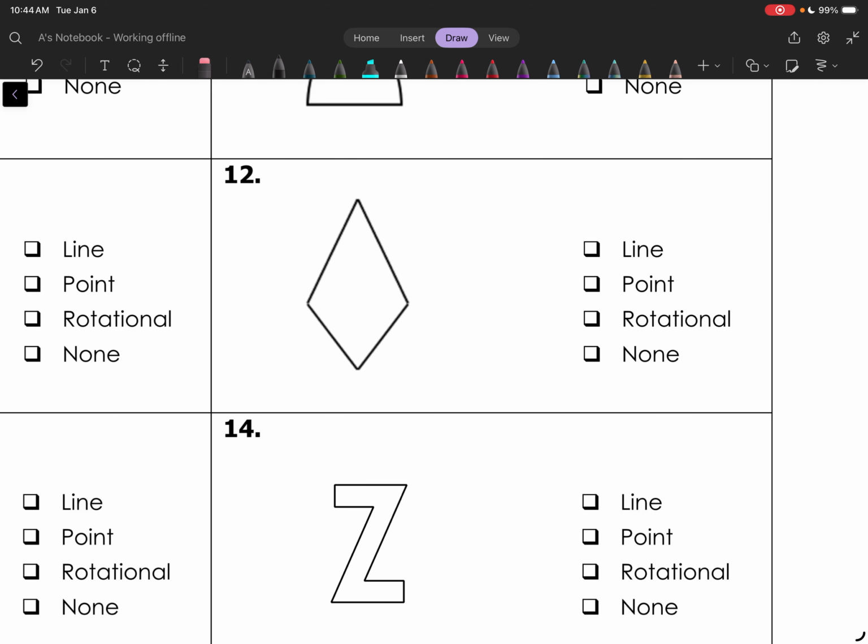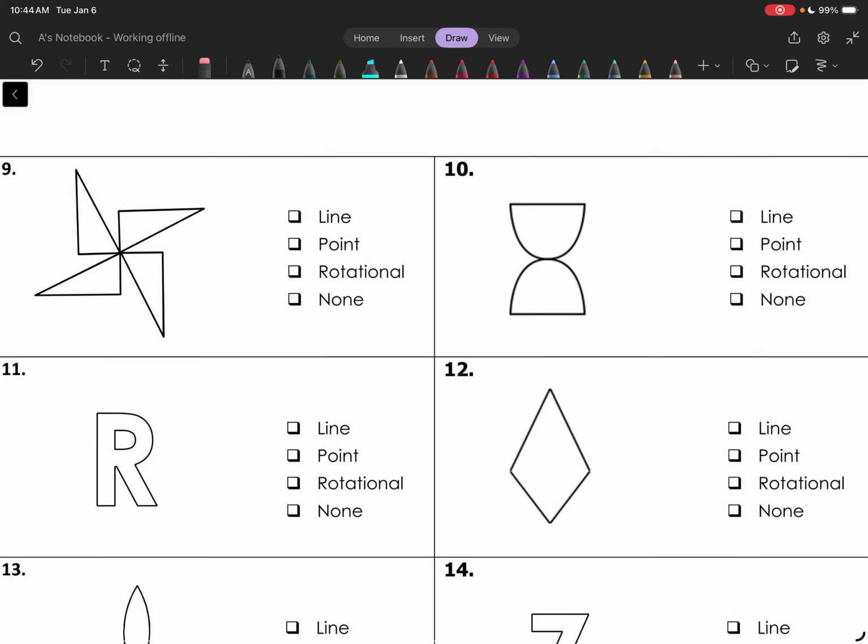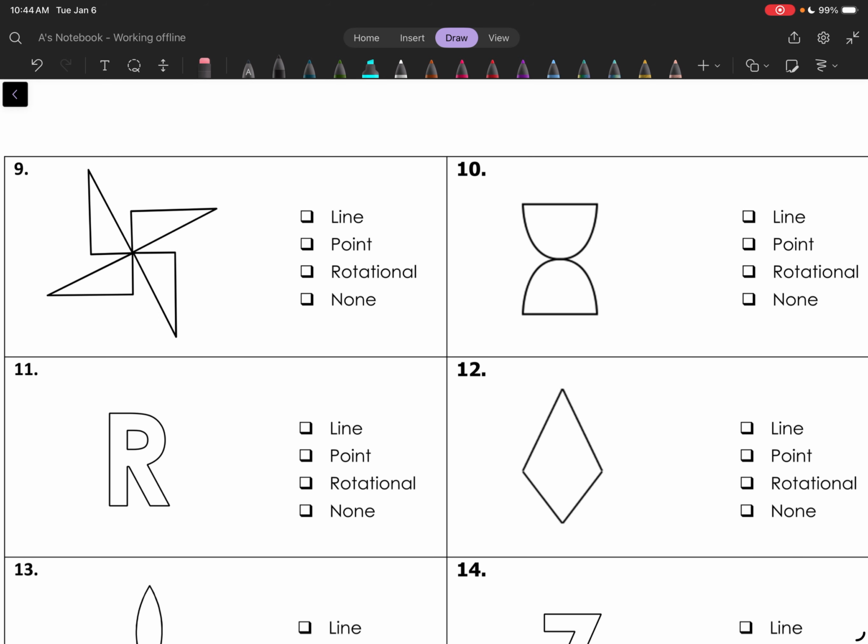Okay, I really think you can do the rest of these. So pause the video and try 9 through 12. You have point, rotational. You have all three for the hourglass. For the R, you have none. For the kite, you have line only.